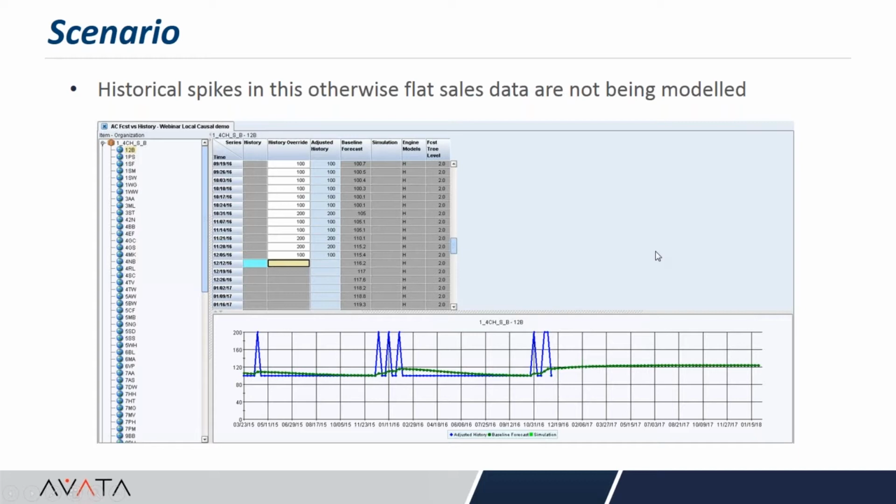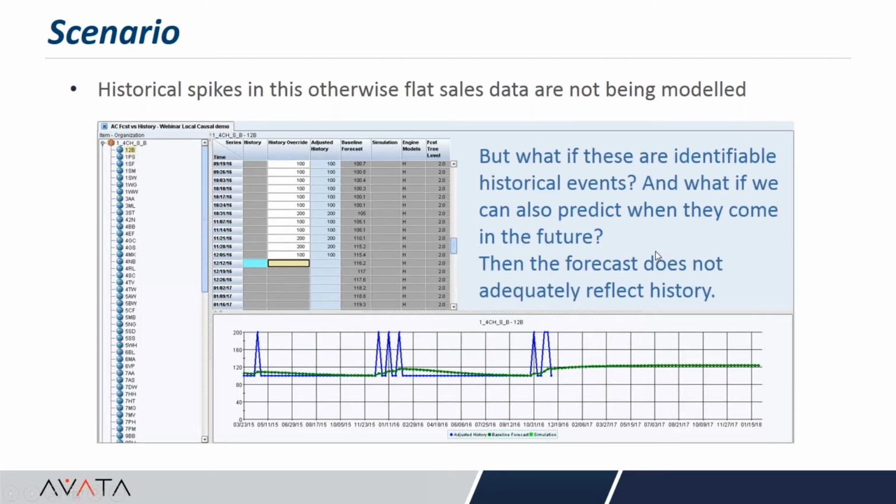But let's just say, that would be fine if all those historical spikes were actually random fluctuations in the data we could not model. But let's just say that they were identifiable historical events. And what if we could also predict when future events were going to be happening as well? In that case, the forecast that we're seeing here does not adequately reflect that history, and is not a particularly good forecast. It's not particularly helpful.